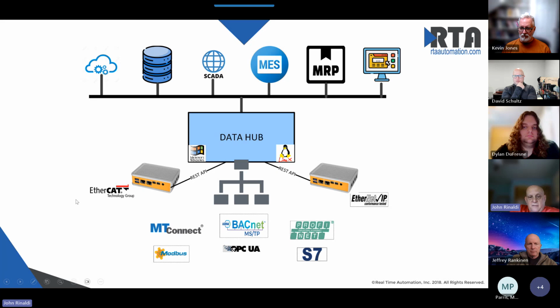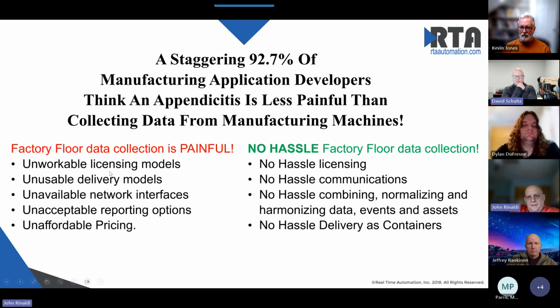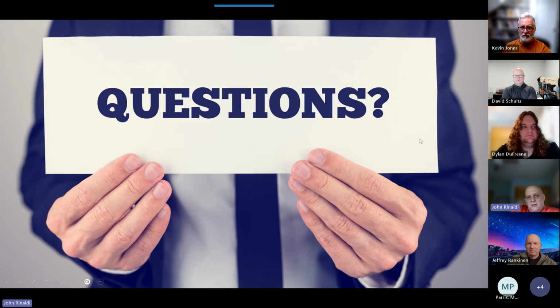With the data hub, you can have modules to run the data hub, modules for systems that have to be certified like Ethernet IP, and systems that need hardware like EtherCAT. And it's Industry 4.0 ready because it is called a data hub. That's one of the things it has to be. It's got to be a hub of some kind. My tagline is going to be: no hassle licensing, no hassle communications, no hassle combining and harmonizing data, no hassle delivery in containers. I think that'll be pretty cool.